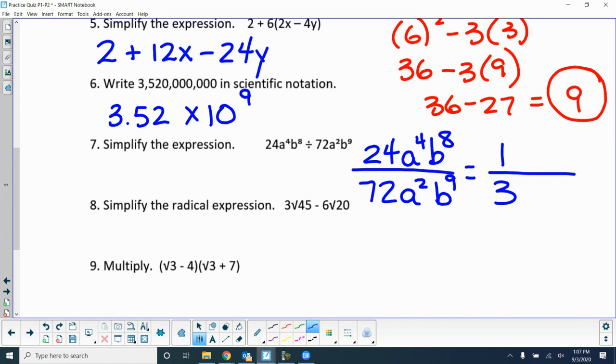So looking at the A's, I have 4 A's up top, 2 in the bottom. Where's the higher number of A's? Top, so they're going to stay up top. What do I do with the 4 and the 2? Subtract. 4 minus 2 is 2. For the B's, where's the higher exponent? Bottom. So that's where the B is going to stay. And how many will be in the bottom? Just 1, right? 9 minus 8 is 1. So if you just have A squared in the top over 3B, that's okay. You don't have to put that 1 on the A squared. Any questions? Making sense?